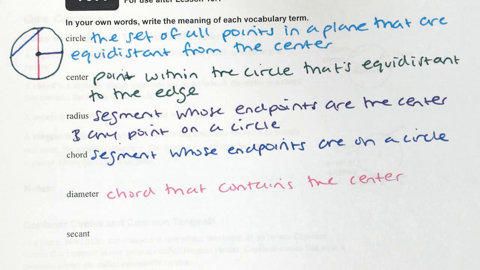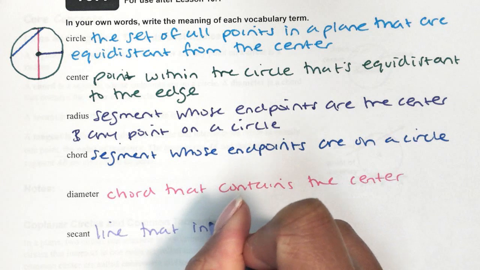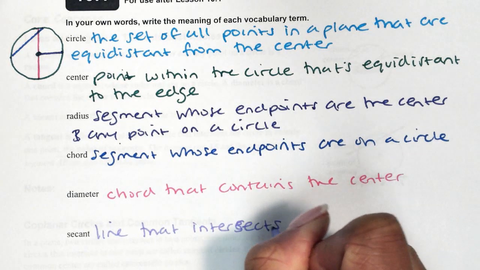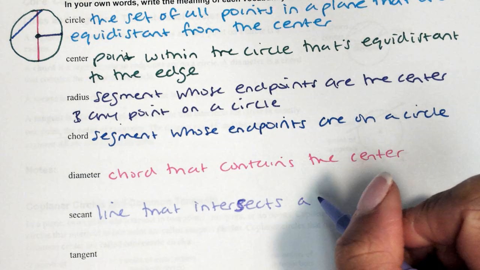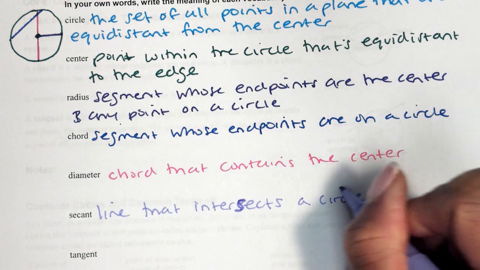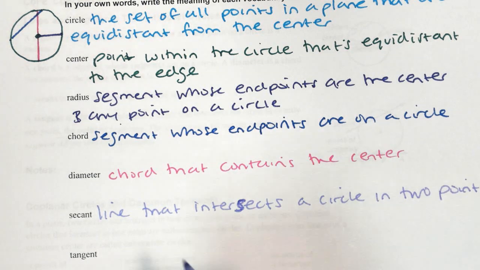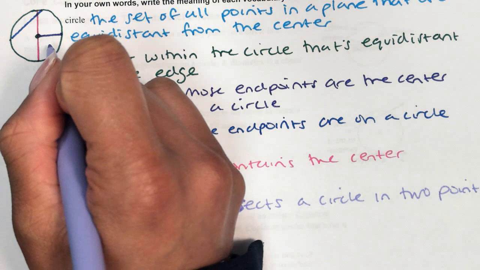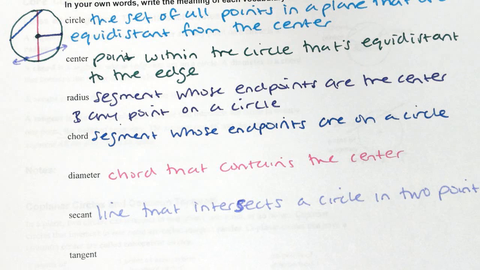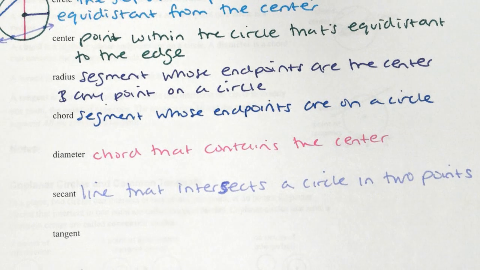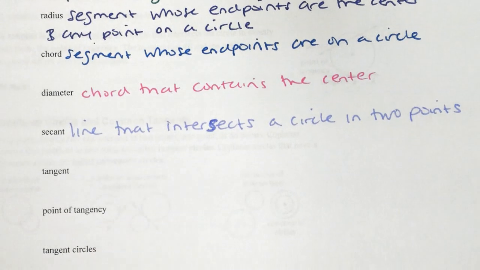So a secant is a line that intersects, as in a circle, in two points. So think of it like a chord, but it continues on and on forever. So if I had this, it definitely had to continue on there, and there's arrows on the end of it. Okay, so a line that intersects a circle in two points. Intersect also means crosses. So our next one is tangent.